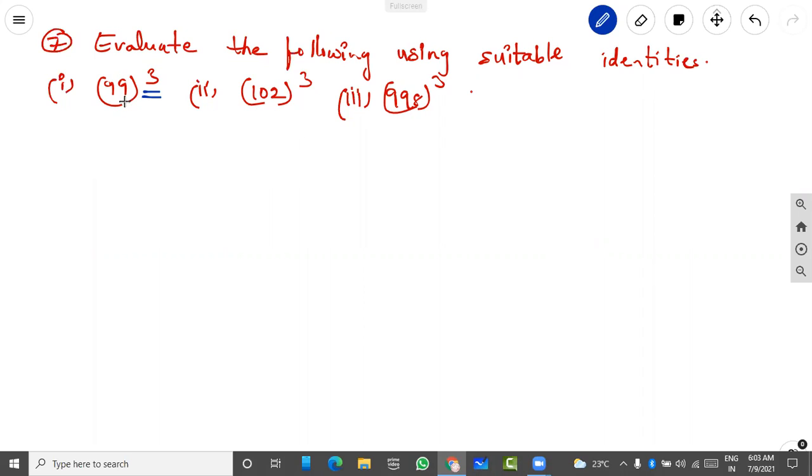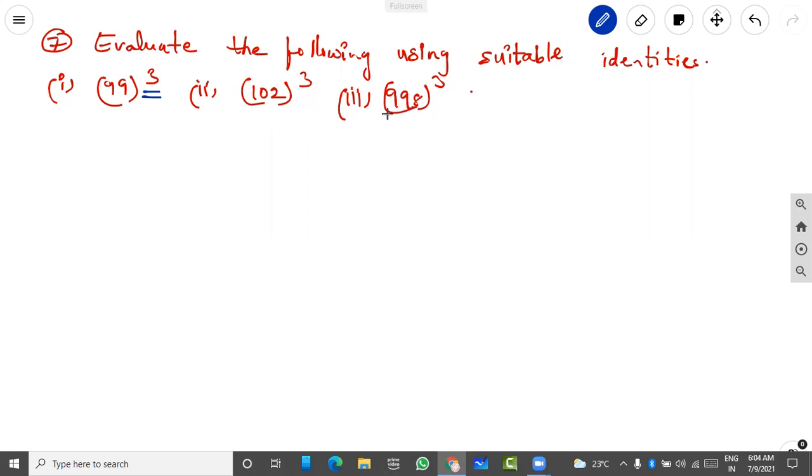Here 99, its nearest tens is 100, so we can write 99 as (100 minus 1) whole cube. Here 102, the nearest tens is 100, so (100 plus 2) whole cube. 998 is also nearest to the hundreds, that is (1000 minus 2) whole cube.